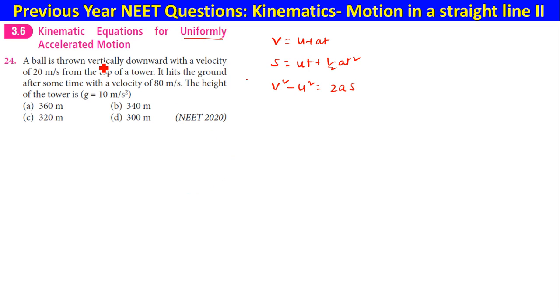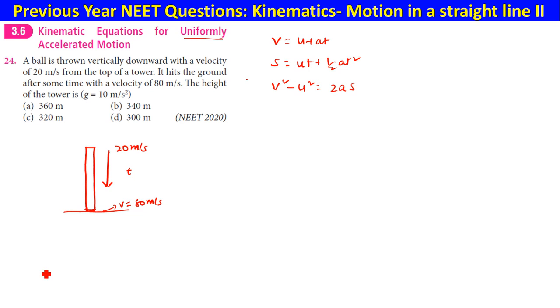A ball is thrown vertically downwards with a velocity of 20 meter per second, initial velocity is 20 meter per second, from the top of a tower. So let us say there is a tower here, and this is the ground level. Now it hits the ground after some time. Let us say it has taken some time t, and when it reaches the ground the velocity v is equal to 80 meter per second. The height of the tower is what he's asking for.